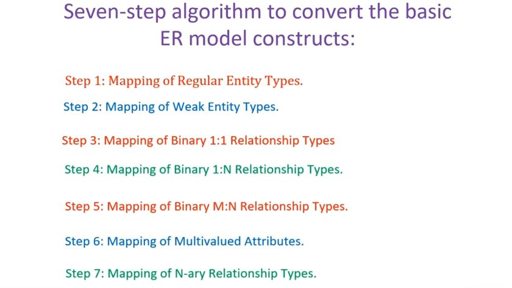These are the 7 steps while converting an ER model into a relational table. Step 1, mapping of regular entities. Step 2, mapping of weak entities. Step 3, mapping of one-to-one relationships. Step 4, mapping of one-to-many relationships. Step 5, mapping of many-to-many relationships. Step 6, mapping of multi-valued attributes. And step 7, mapping of n-ary relationships.